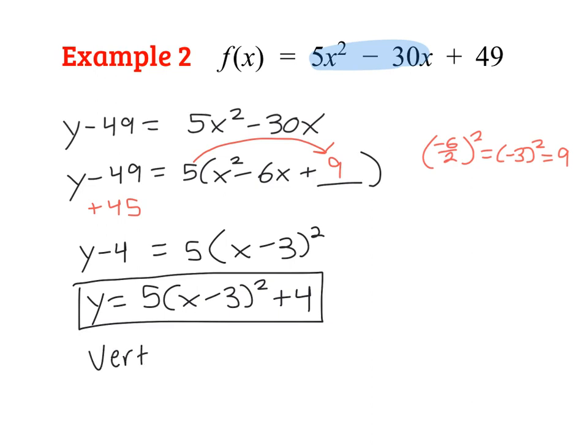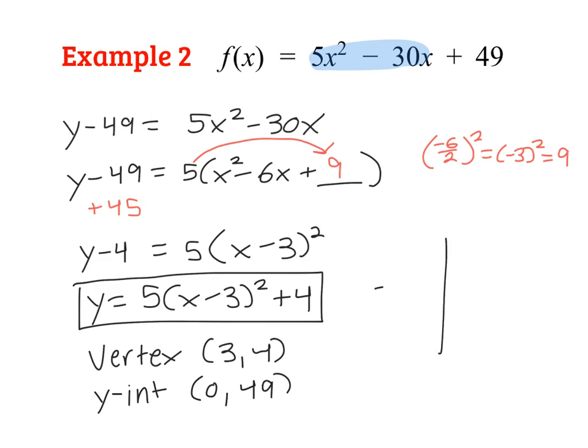I can see that the vertex is 3, 4. Looking back at my original equation, if I set x equal to 0, I can see that my y-intercept is 0, 49. And again, if you sketch a really, really rough graph of this, you see that we have a vertex that is above the x-axis and it's upward facing. So we have no x-intercept here. So this would be at 49 and this vertex is at 3, 4. And of course, this is not drawn to scale.